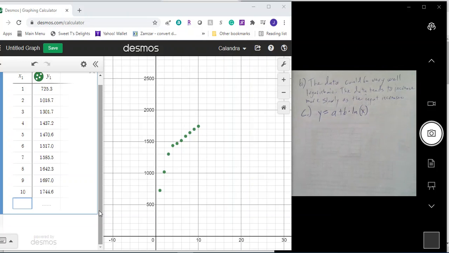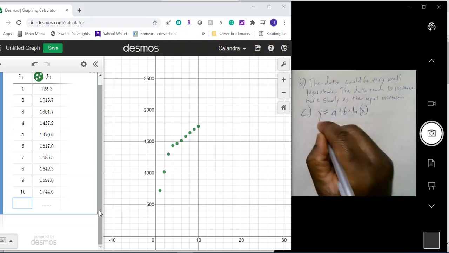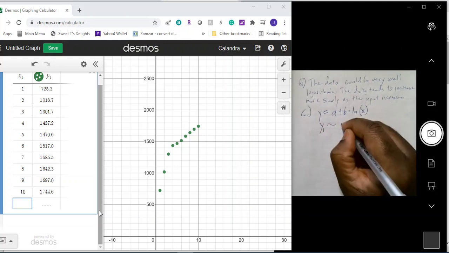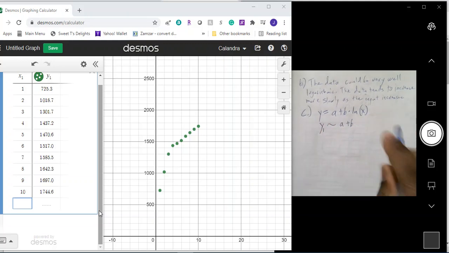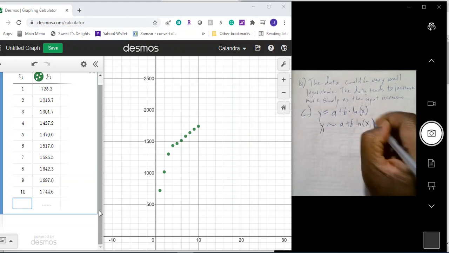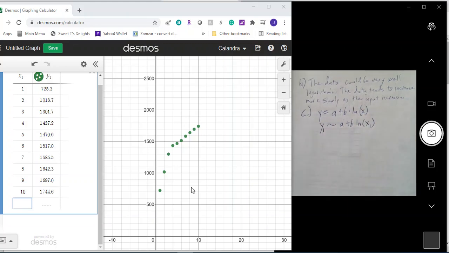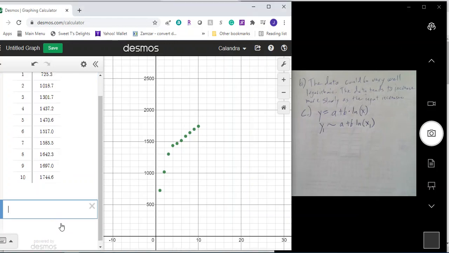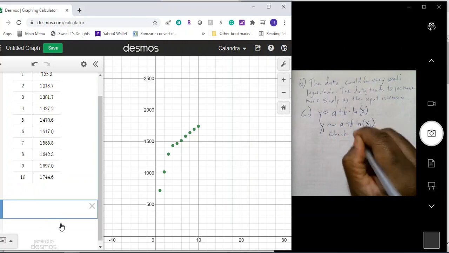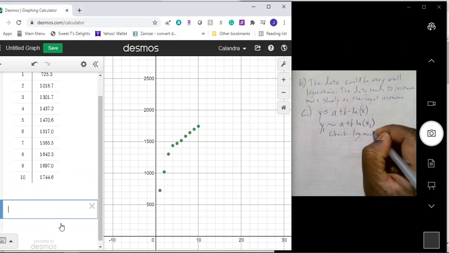Now this is what we would need to do. We would need to put this in our Desmos calculator. Now I'm going to write out how you should type this in your Desmos calculator. It should be y sub 1, the tilde symbol, a plus b, and then you could hit the natural log of x sub 1. Now this is what we're going to type down here. Oh, and one other thing. You have to check the log mode button. Have to check log mode.